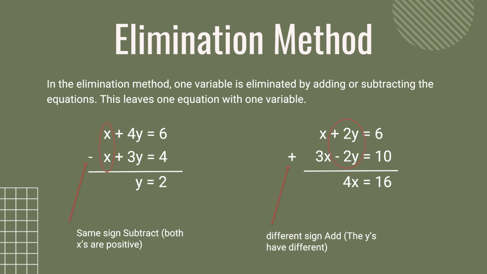Always use the elimination method if you've got variables which are the same. If you've got two sets, say of 3y, use the elimination method. If you don't, probably use the substitution, because it will be easier.